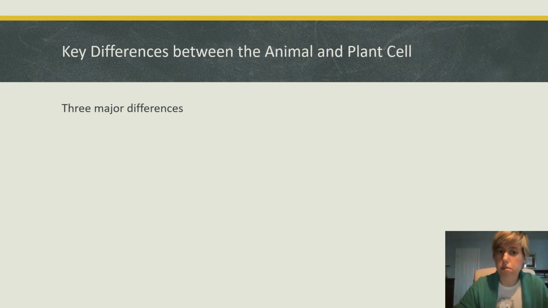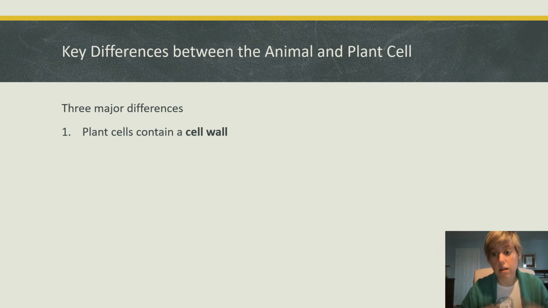To recap, our 3 key major differences between animal and plant cells. The first is that plants contain a cell wall, and this cell wall gives protection and structure to plant cells because plants do not have bones. They need some sort of way to have a strong structure, and this is done by the cell wall.